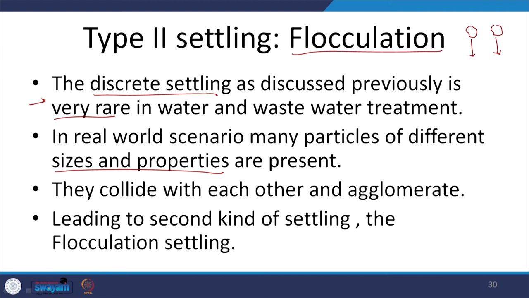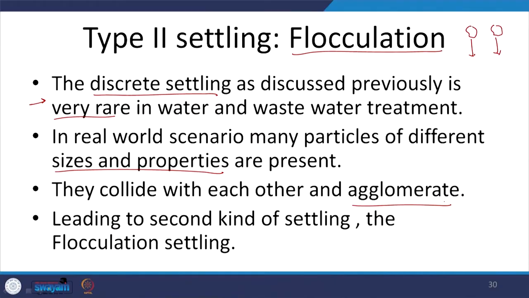Let's say this one starts out here and this one is out here, but this is heavier, right? And let's say that's settling down at a faster rate. So what's going to happen? And this one is, what we say, relatively less heavy and has a lower settling velocity. What's going to happen? You are going to have flocculation occurring. So they collide with each other and agglomerate, right? And that leads to what we are calling type 2 settling, or flocculent settling.